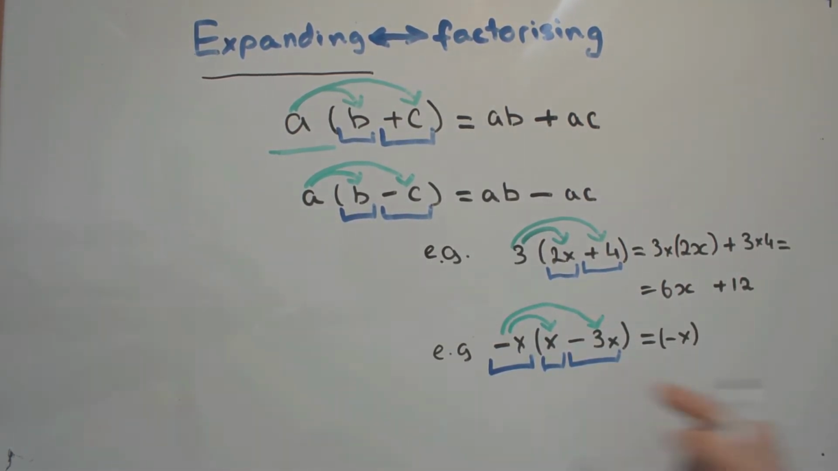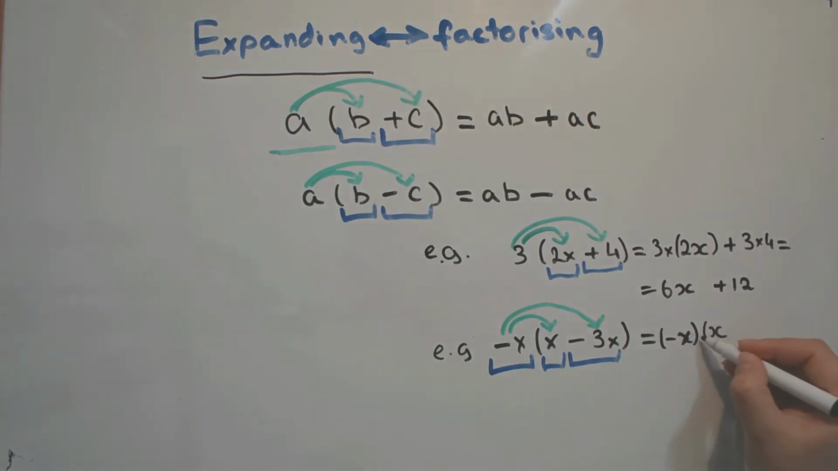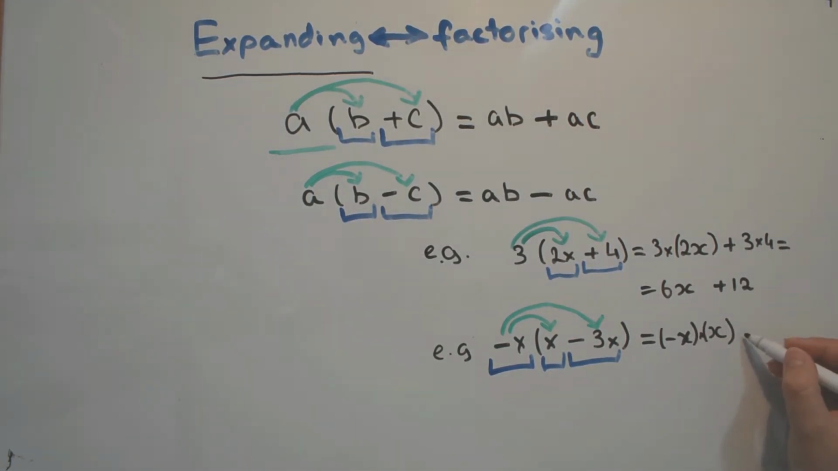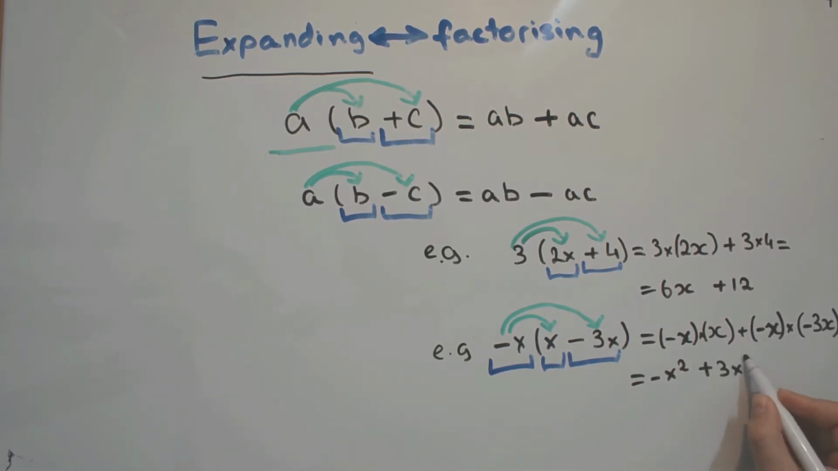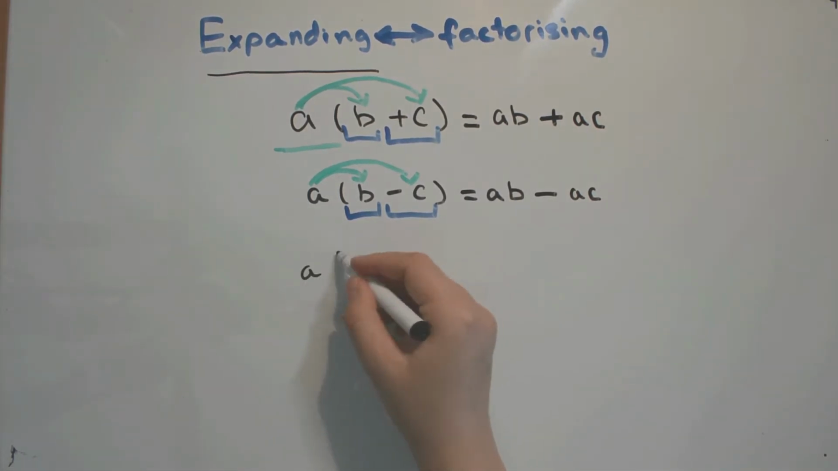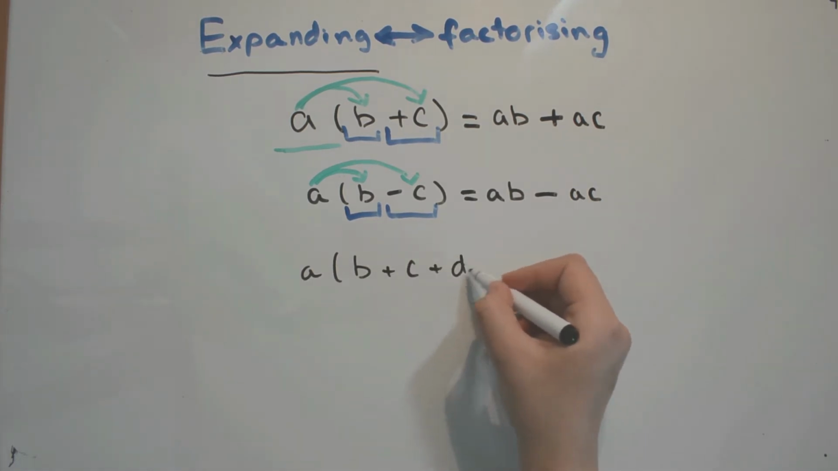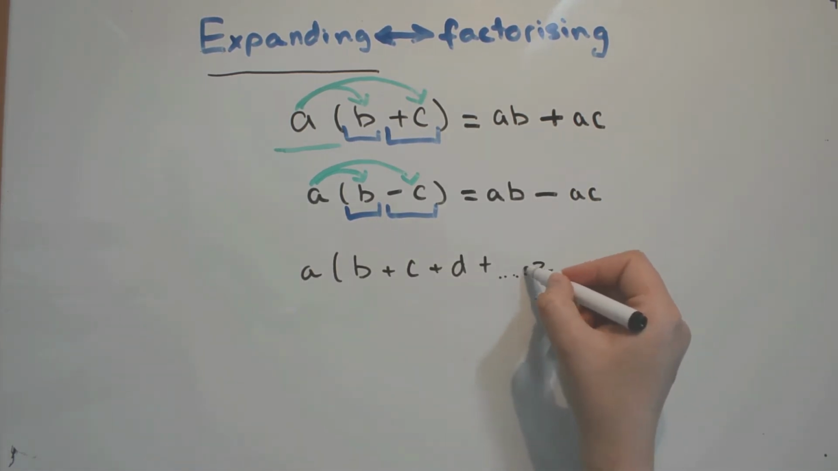Okay, so the first multiplication is minus x times x, the second one is minus x times minus 3x. Okay, so I put plus between them because it's the next thing we're adding. So the first becomes minus x squared, and then minus minus gives you plus, so it becomes 3x squared. Actually this was a very silly example because they're the same, so you can add them, so it becomes 2x squared.